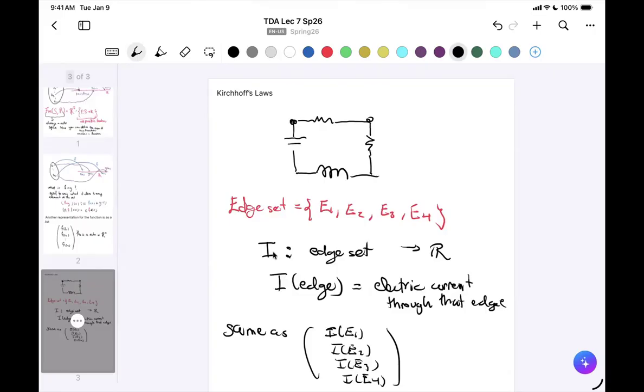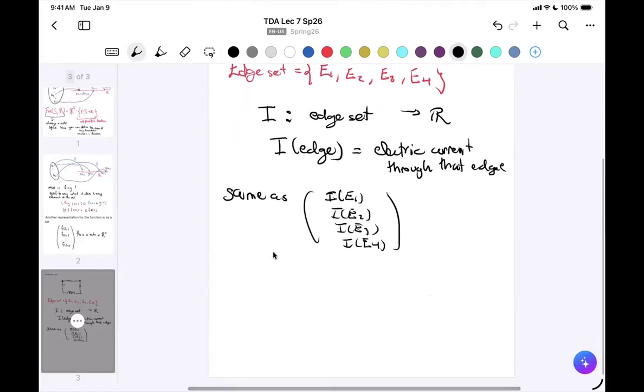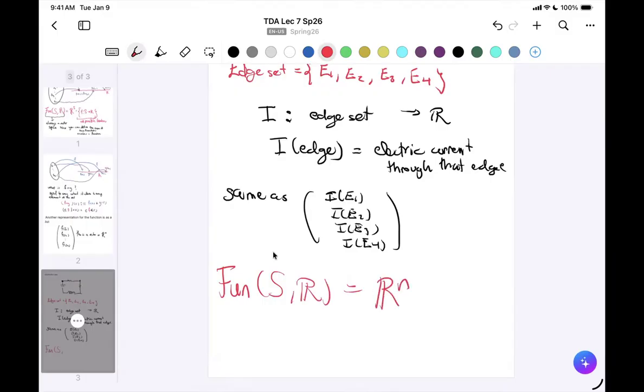So the point is that when you have a finite set with n elements, a function from that finite set into the reals is the same as a vector in Rn. So from this perspective, the functions from S into the reals is just Rn itself. Every vector in Rn represents a possible function from this point of view.